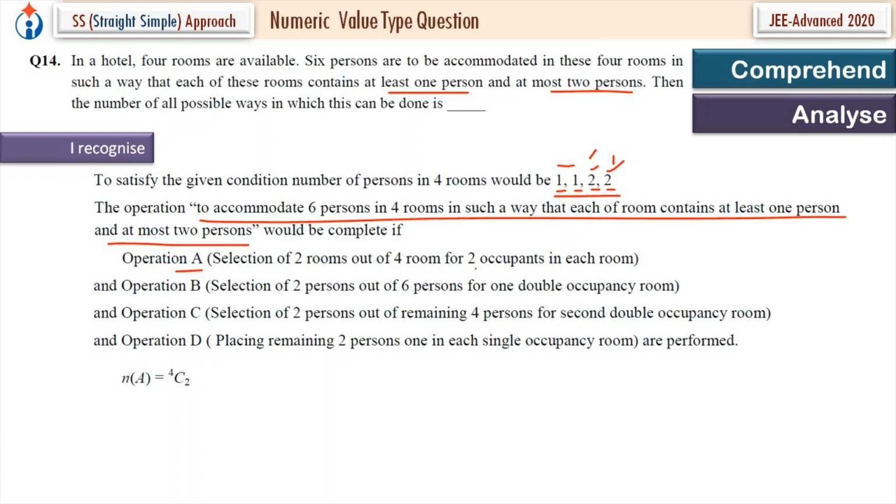So this operation is complete if I perform operation A and operation B and operation C and operation D. Now what is the number of ways of performing operation A? Selection of 2 out of 4, 4C2. N of B, 6C2, selection of 2 out of 6. Third, operation C, selection of 2 out of 4, each person is different. And N of D, the number of ways of performing operation D: 2 persons to be placed at 2 distinct places, so 2P2.